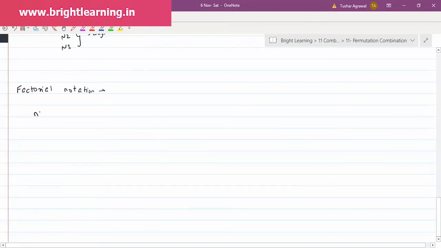So factorial notation is simply n factorial. n factorial is defined to be equal to n multiplied by the previous integer. This notation is defined for natural numbers only. So n factorial, where n is a natural number, is n multiplied by its previous integer, multiplied by its previous integer, and so on, up till 3 multiplied by 2 multiplied by 1.